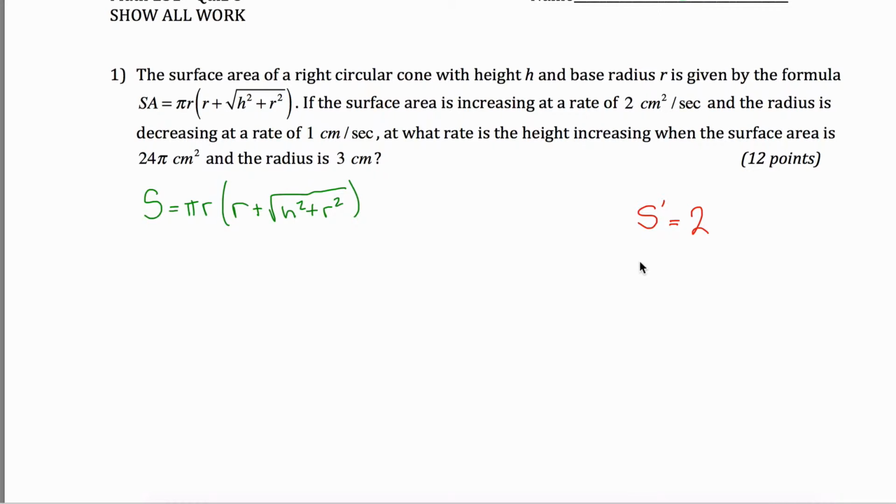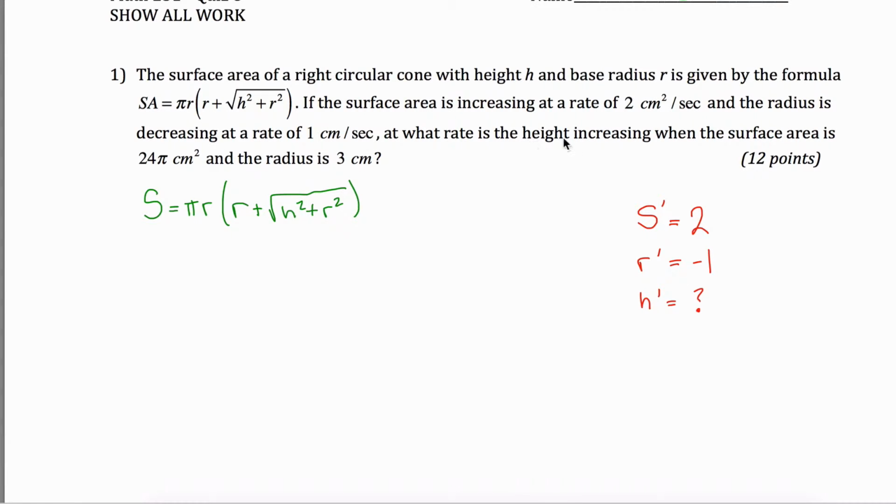And the radius is decreasing, so again, I'm talking about the rate of change of the radius in this case. And since it's decreasing at a rate of 1, I'll call it negative 1. And h prime is what the question is asking me for. It's asking about the rate of change of the height. So where am I going to get an h prime? I'm going to take the derivative of both sides of this equation. That's how I know it's a related rates problem. More information was given to me.